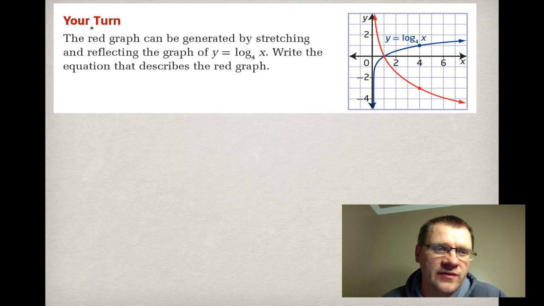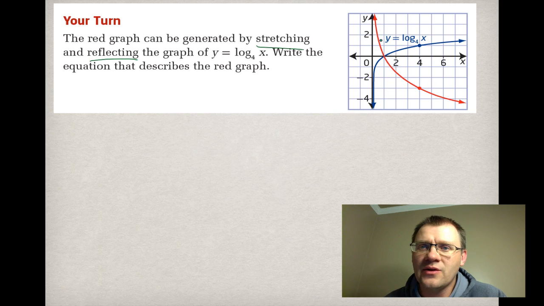So our final example says, your turn. The red graph can be generated by stretching and reflecting the graph of y equals log 4x. So y equals log 4x is our blue function here. Write the equation that describes the red graph then. Well, it says it's going to be stretched and reflected. So by looking at the two graphs, I can see that it's obviously been reflected in the x-axis. So automatically I know that means that it's a negative log 4x graph, because it's been flipped.